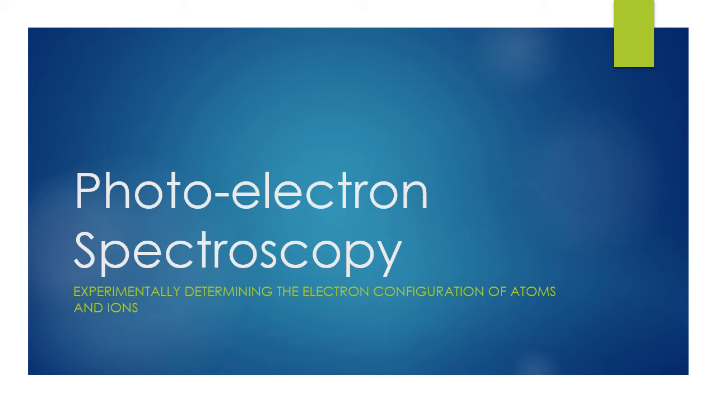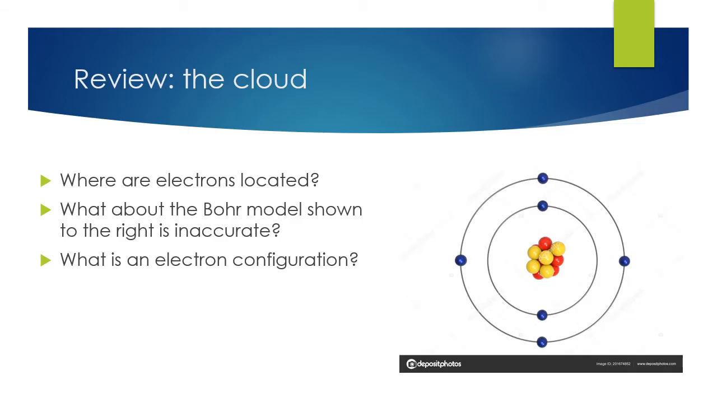Hello everybody. Today we're going to learn a little bit about photoelectron spectroscopy. A quick review about electrons. Where do we find electrons? The image shown is the Bohr model. But what is wrong about the Bohr model? And what is an electron configuration?